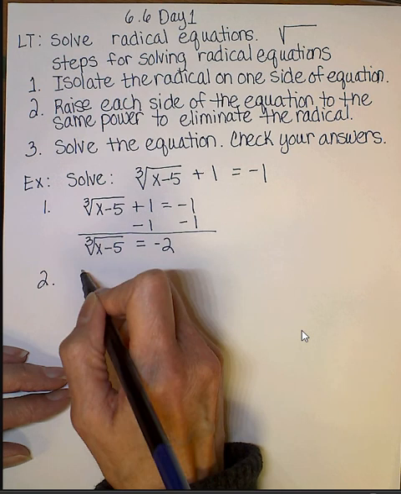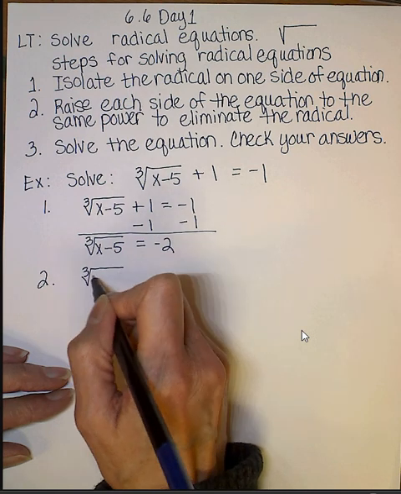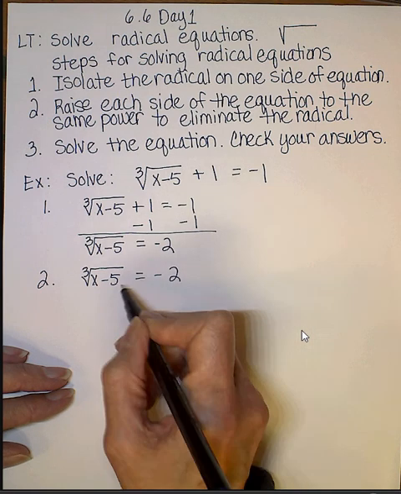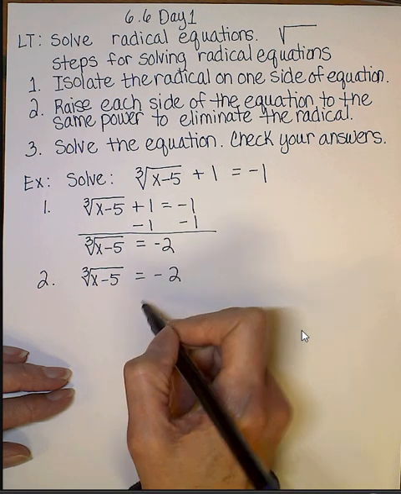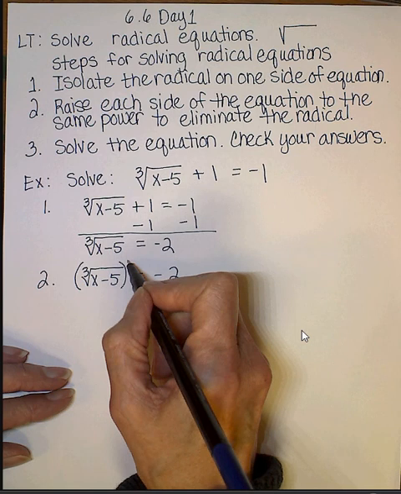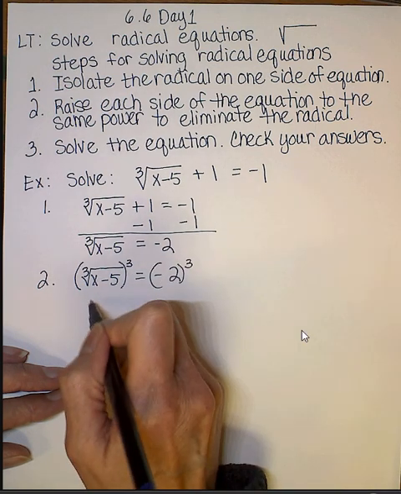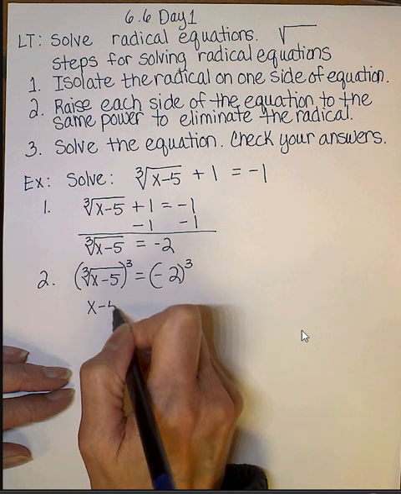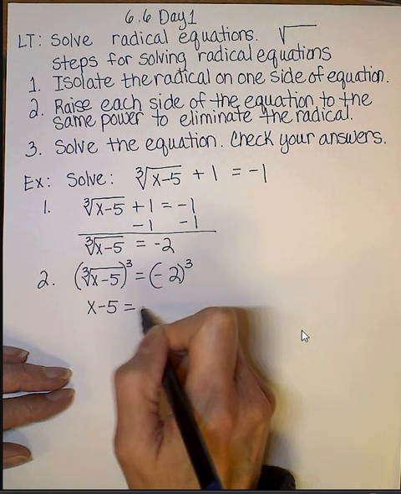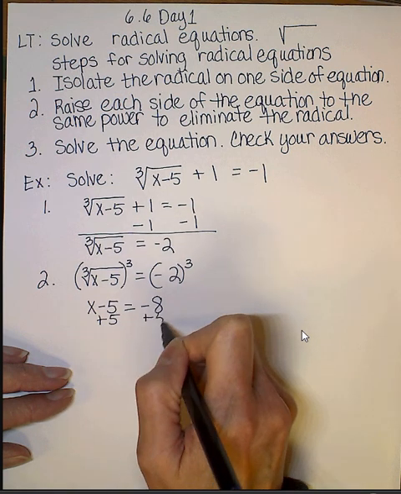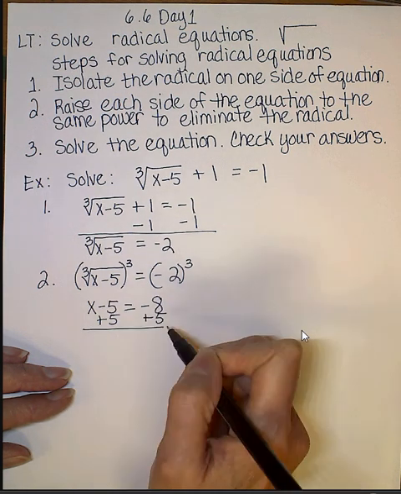Now we're going to raise both sides, this is step 2, to the power that will eliminate that radical. In this case, we need to cube both sides. Okay, that eliminates the radical, so I just have x minus 5 equals -8. Add over the 5, and I get x equals -3.